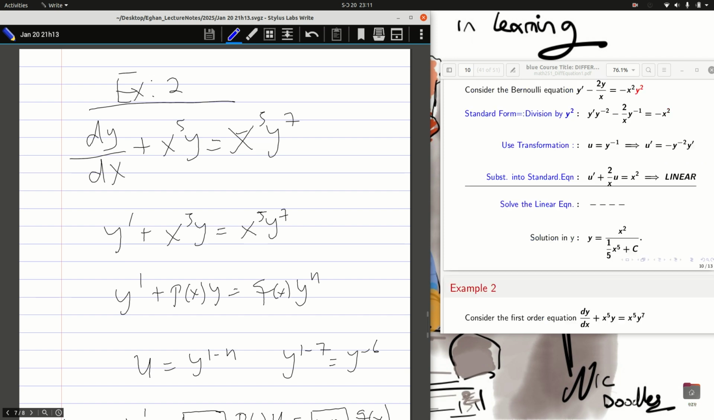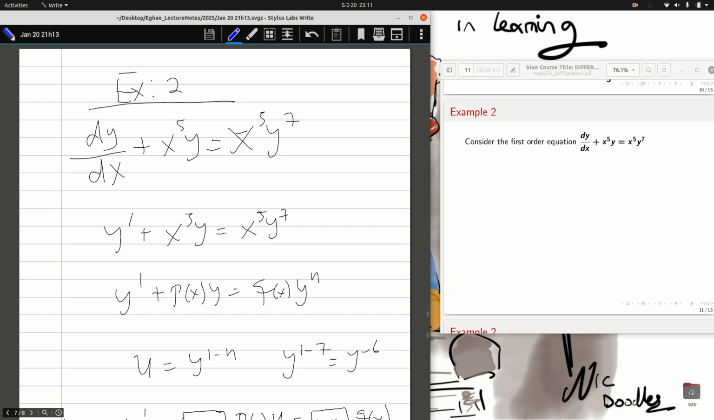What I'm interested in is for you to be able to transform it to linear. So that is my answer for example 1. See if you can get this answer. Okay. Now example 2, I have the equation given first order.